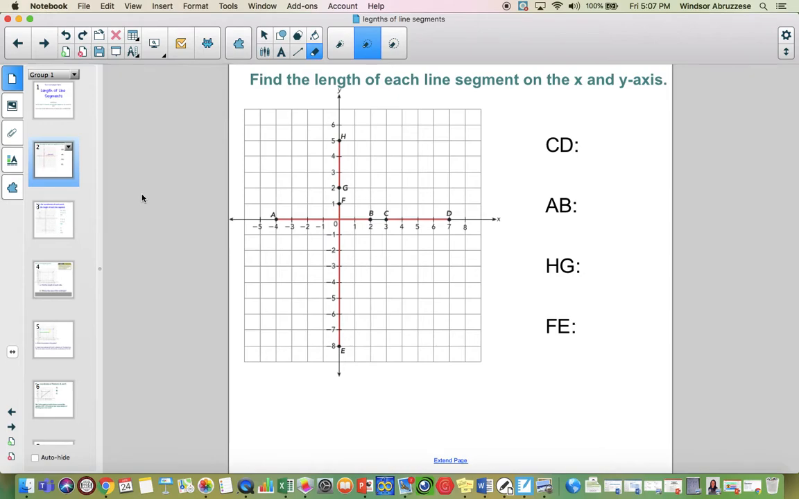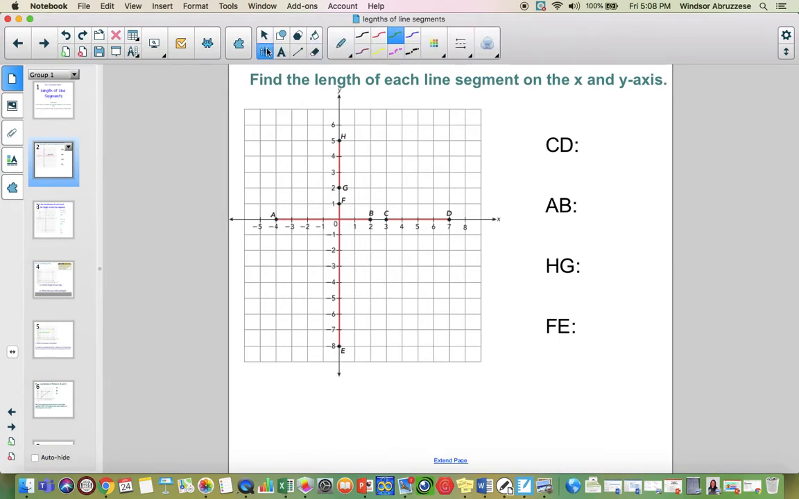We are going to find the length of each line segment on the x and y axis. So I have four line segments here. On the y-axis, I have line segment HG. I also have F, which is located at 1, all the way down to E, which is down at -8. I have AB, which goes from -4 to 2. And then I have CD, which goes from 3 to 7.